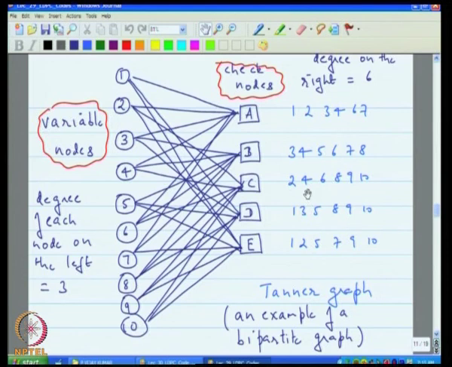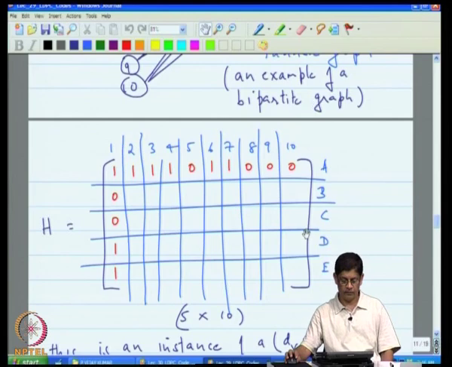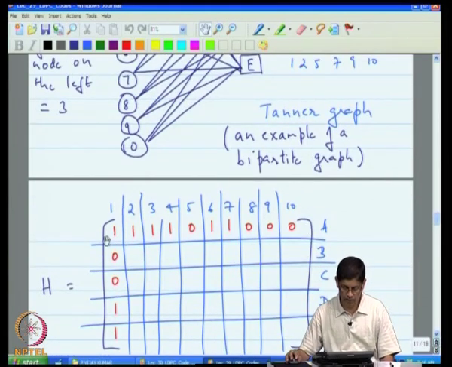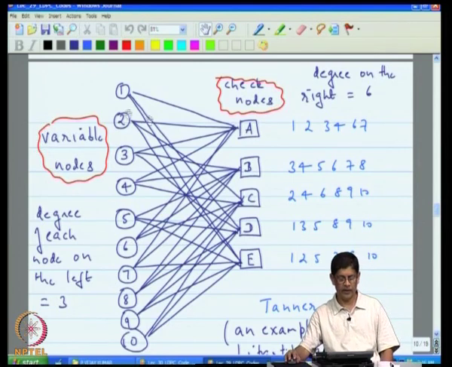LDPC codes are typically visualized and worked with from a graphical perspective, which puts one node for each code symbol on the left, one node for each parity check on the right, and makes appropriate connections. For example, in this particular code, the code length is 10 and there are 5 parity checks, so the parity check matrix of the code is of size 5 by 10. You have a 1 in the 8th row and the second column if there is a link connecting these.